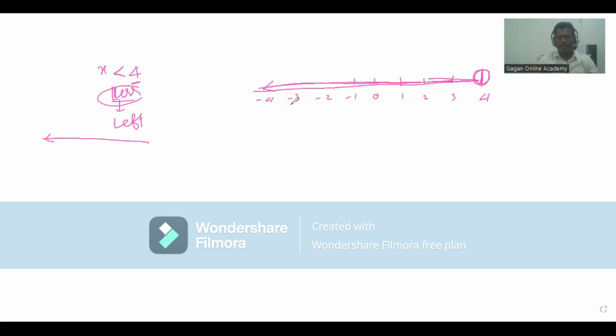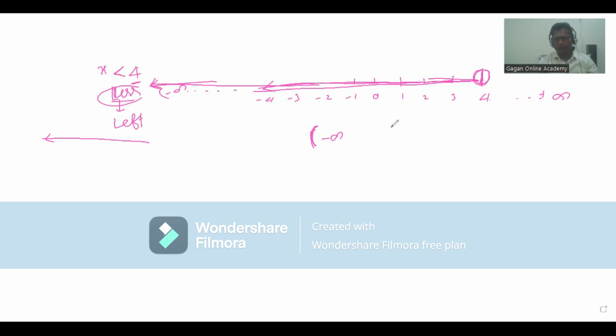Now while writing the interval, we have to write from left to right, that means from smaller to larger numbers. On the extreme left, we have minus infinity, and on this side we have positive infinity. This graph goes on with no end, so we have to write minus infinity. That means we don't know that particular value, so we put an open bracket here.